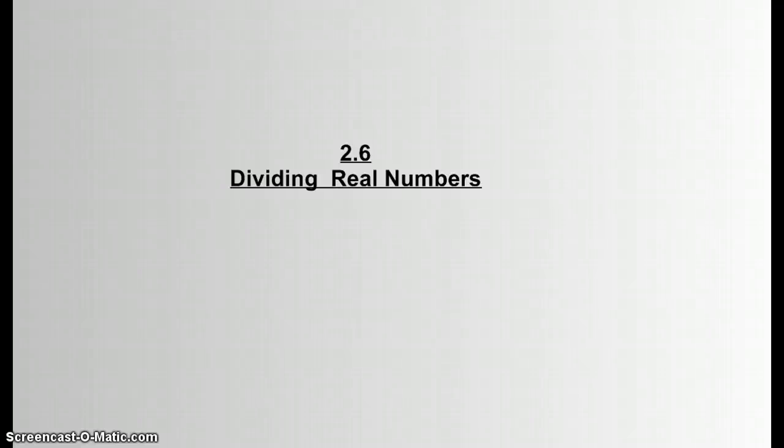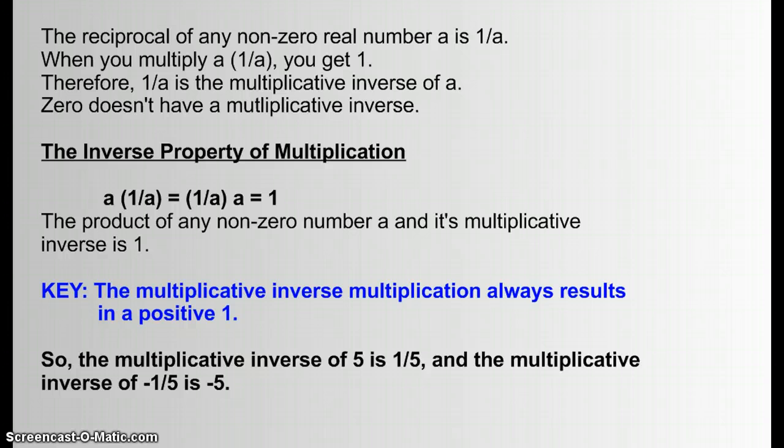This is section 2.6, dividing real numbers. The first thing before you start multiplying and dividing is you have to understand that the reciprocal of any non-zero number a is 1 divided by a. I usually call that the inverse, but they call it the reciprocal in your book most of the times. When you multiply a by 1 over a, you always get the answer of 1.